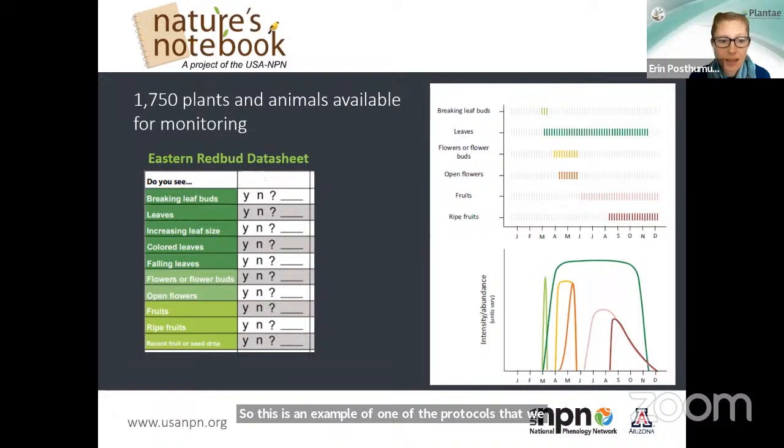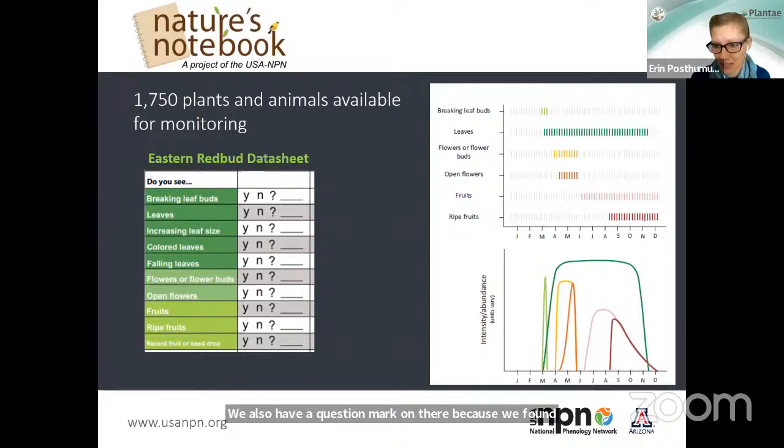This is a data sheet for one of our plants that's very common across the eastern part of the country called Eastern Redbud. And you can see that the questions that we have on the data sheet are pretty simple. We're asking yes or no questions to our participants. We also have a question mark on there because we found that if people are unsure, they still want to be able to circle something.